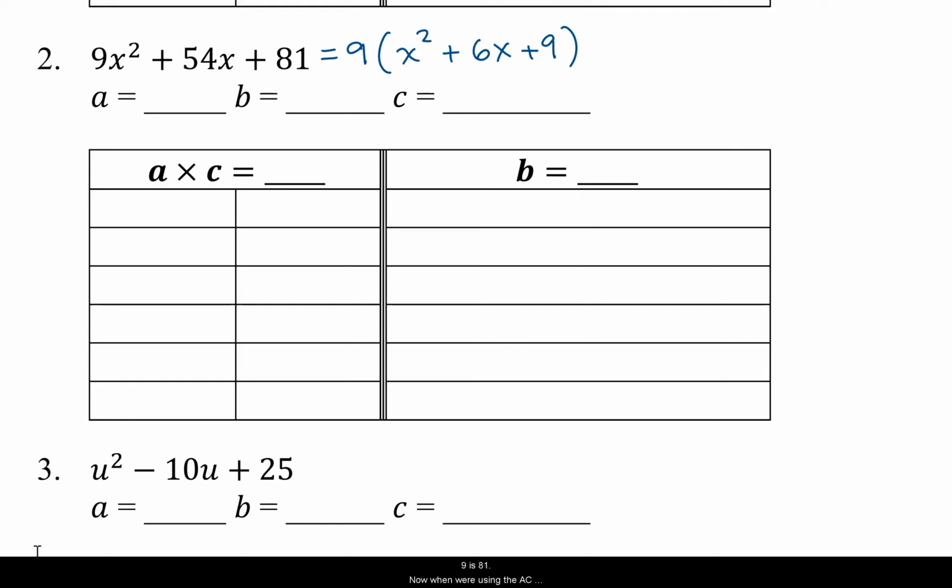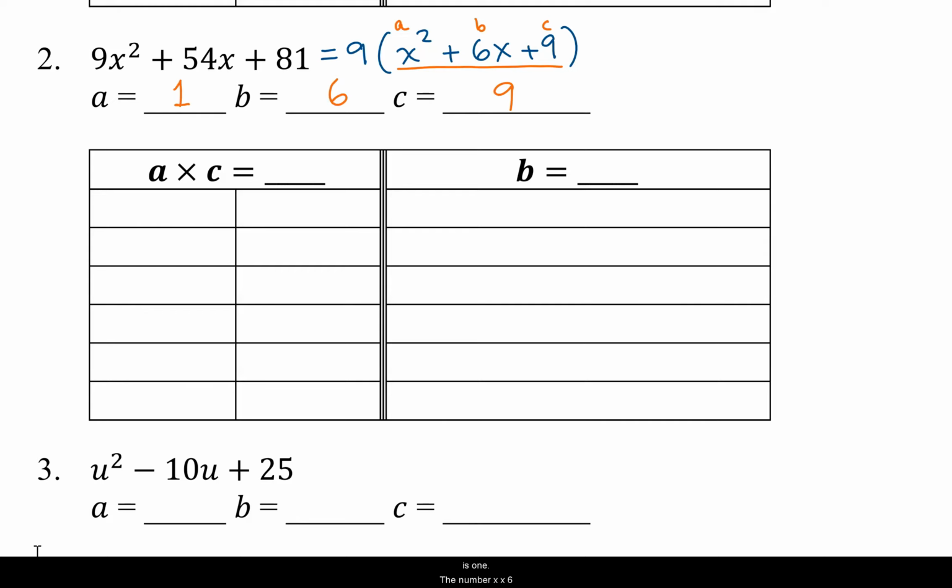Now, when we're using the AC method, we're no longer going to consider the original problem. We're going to look at just what's inside the parentheses and see if we can factor that further. So we've pulled out that greatest common factor of 9, and we need to identify the A, B, and C in our trinomial factor. Just like previously, if there isn't a number that shows up before the x squared, then our A is 1. The number multiplied by x is 6, and our constant is 9.